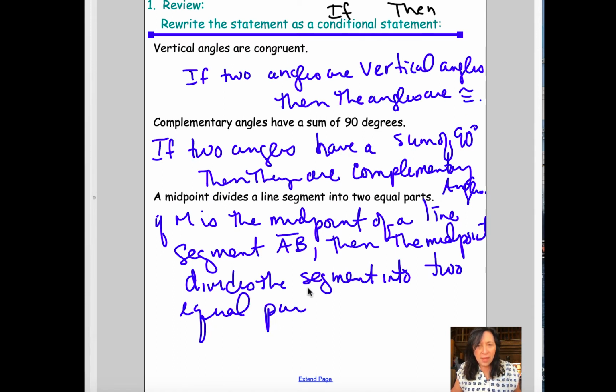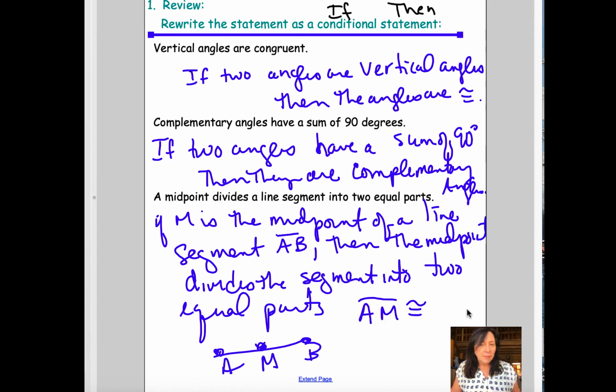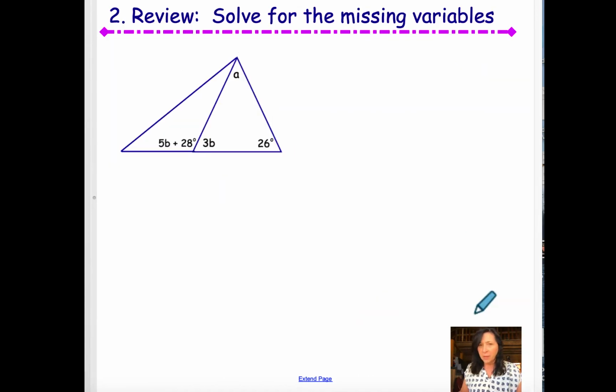And you can even draw a diagram, right? If you were explaining this, here's AB, you could put in a midpoint like this, and then therefore you would say AM is congruent to line segment MB. And then that would be a great explanation. Definitely, if you're asked to explain something like this, have a diagram and show that, prove that, okay? Because there will be some fill in the blanks.